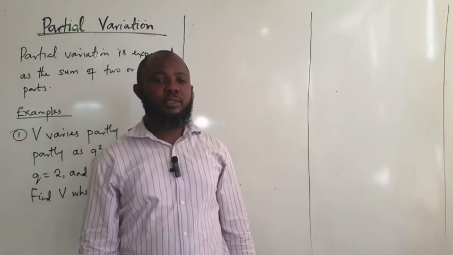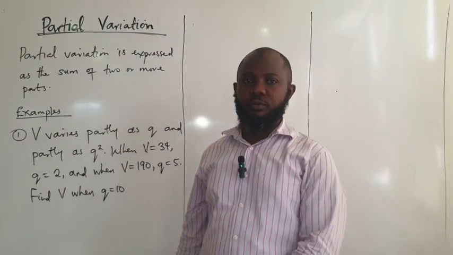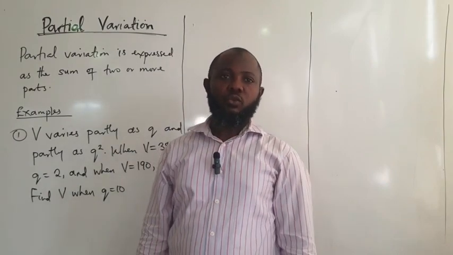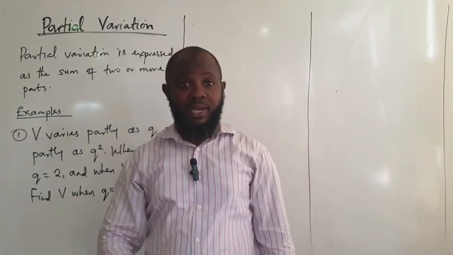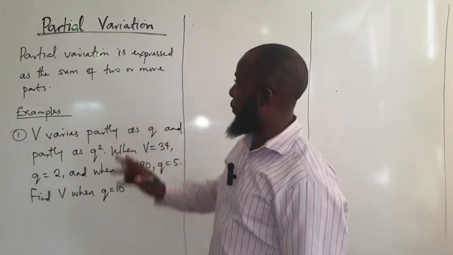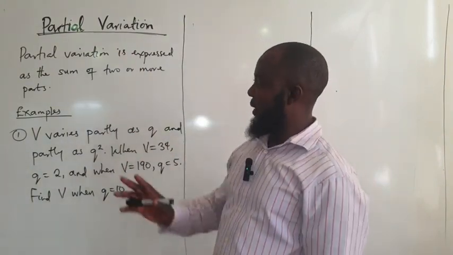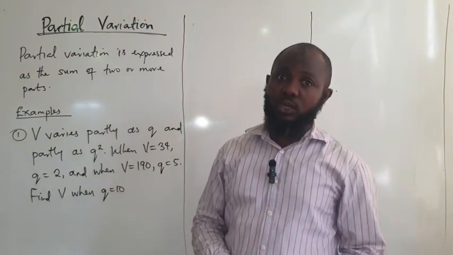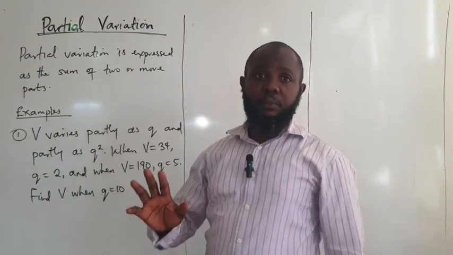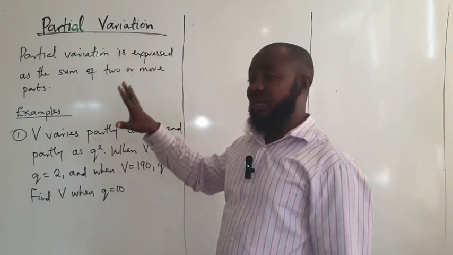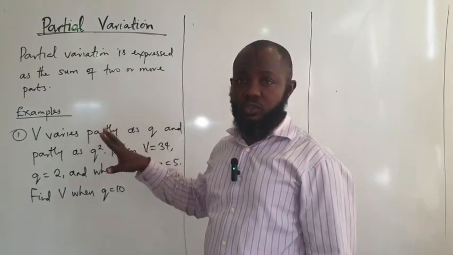So in this class, we'll continue from where we stopped under joint variation. So we are moving to another type of variation, which is the last type of variation, and that is partial variation. In this class, we'll look at at least 3 examples as well. Be very patient with partial variation and very careful when you solve questions on this.